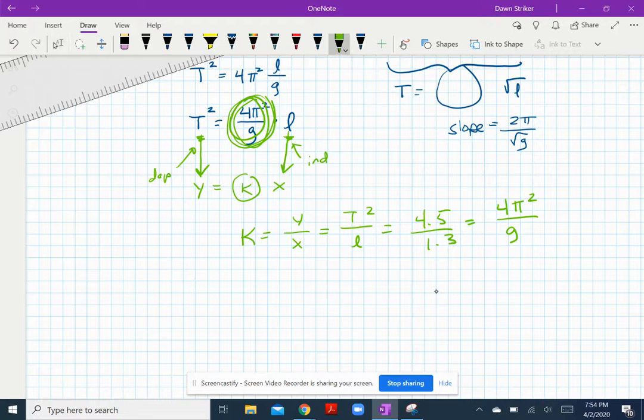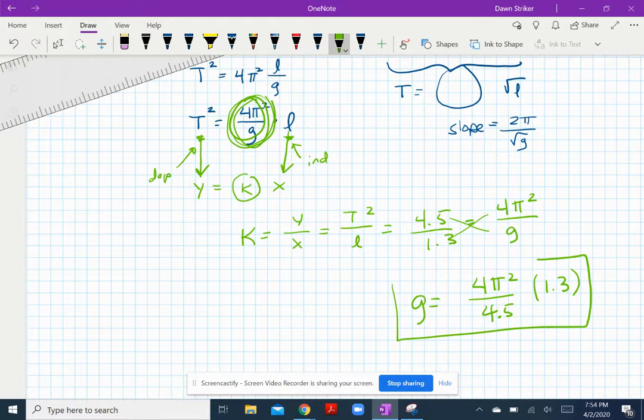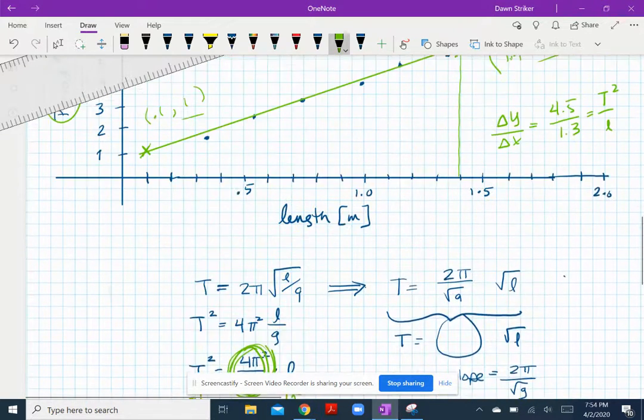So could I solve this for g? I could. g would be equal to 4 pi squared divided by what? 4.5 times 1.3. So I really just cross multiplied here. Okay, and that should give me a pretty good approximation for g using my line of best fit.